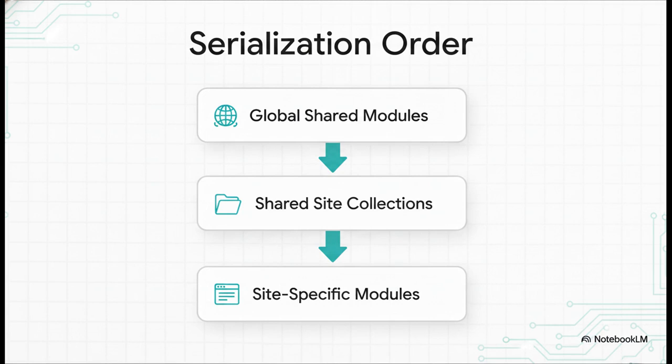As part of your deployment guidance, remember that the best practice for execution order uses numbered configuration files. You want to sync your global shared items first, followed by your shared site collections, and then finally your site-specific modules. This clean division is what saves you from those absolute dependency nightmares during automated deployments.